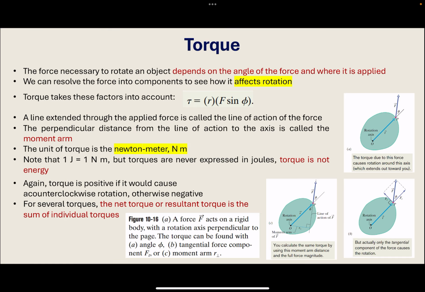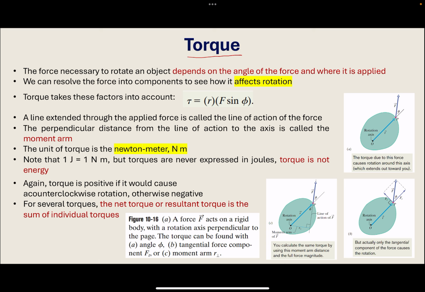Now, we move on to one of the most fundamental ideas in rotational dynamics, torque. In linear motion, a force causes translation. In rotational motion, torque is the quantity that causes rotation. So, torque is basically the rotational effect of a force.